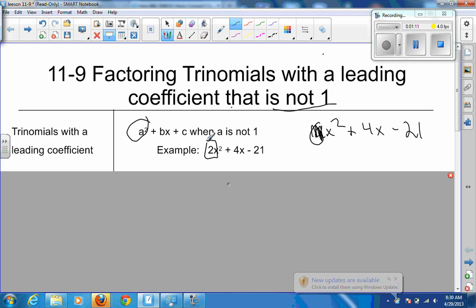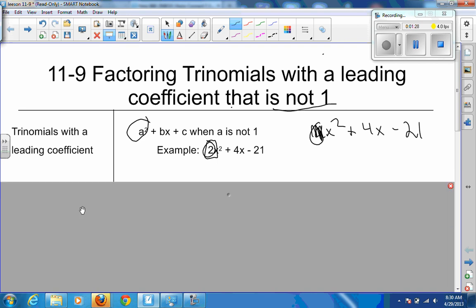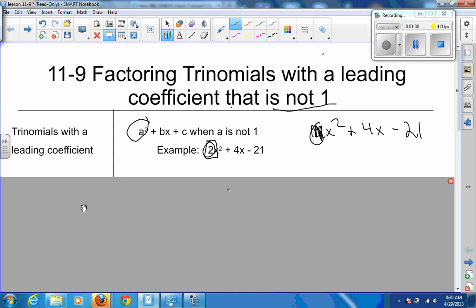Our strategy that we learned today is only going to be used when we see a trinomial that looks like this with a number out front. Just like we've done in the past, I'm going to go through a process with you and show you what the process looks like in an example.